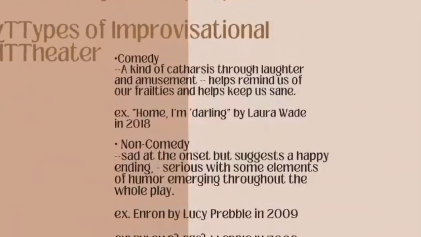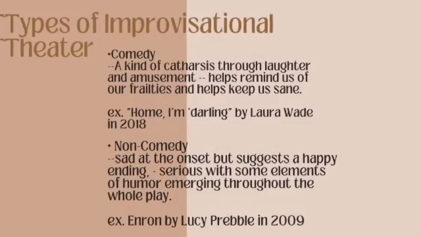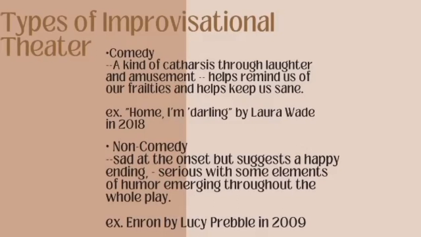There are types of improvisational theater. The first one is comedy. It is a kind of catharsis through laughter and amusement. It helps remind us of our frailties and helps keep us sane. One of the examples of this is Home, I'm Darling by Laura Wade in 2018.